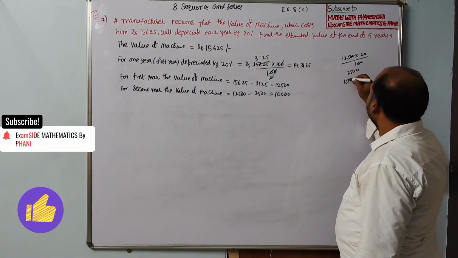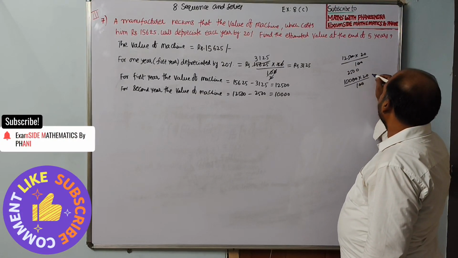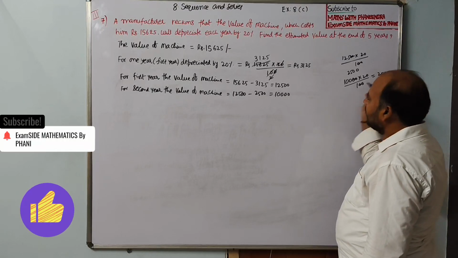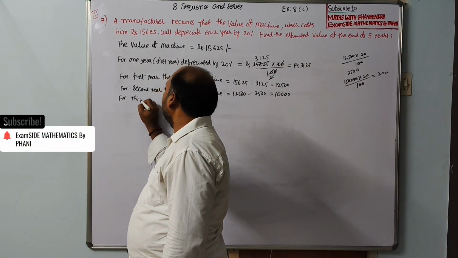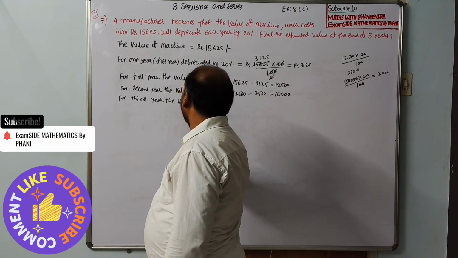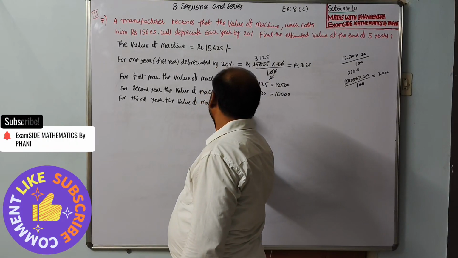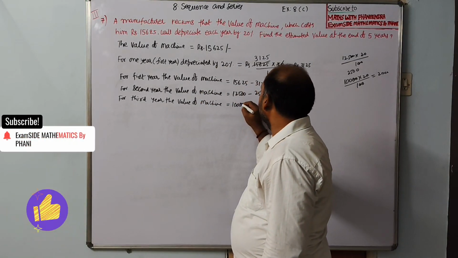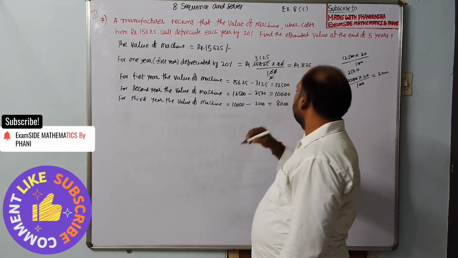Again for 10,000, if you take 20% again, you will get 2,000, dear students. Again 2,000 if you subtract, for the third year. For the third year the value of the machine: 10,000 minus 2,000, that is equal to 8,000.